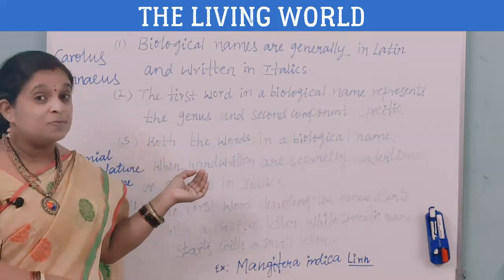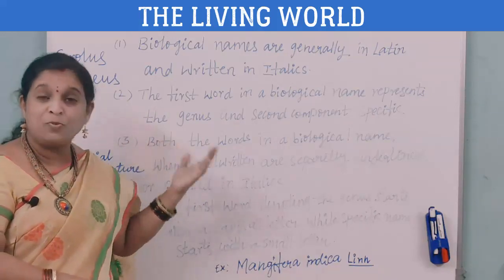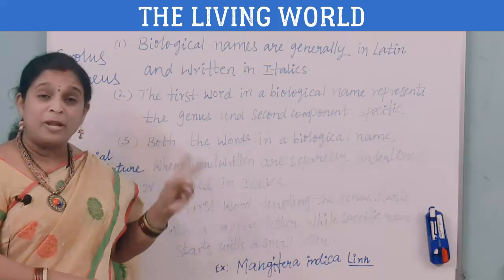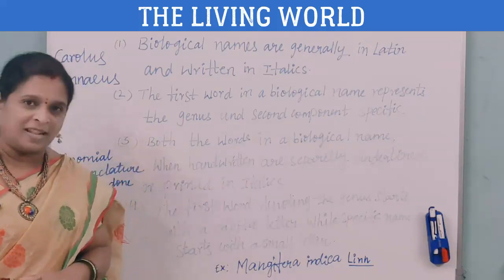And who started this binomial nomenclature naming system? Who started it? Carolus Linnaeus, right? And what are the two components of the naming system? The generic name and the specific name.